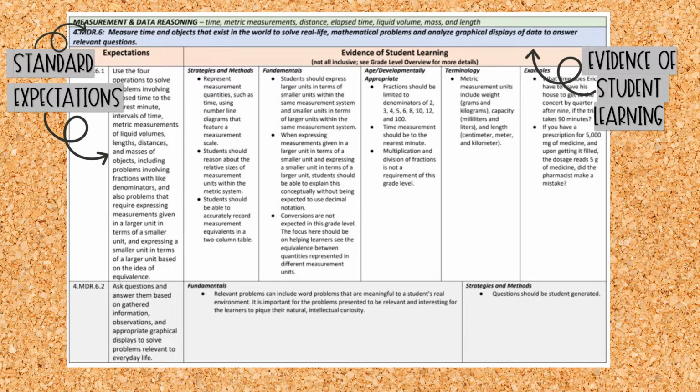You'll notice that for every standard we've reviewed or we've covered, the evidence of student learning doesn't look exactly the same. So for example, for this particular standard, expectation 1 gives strategies and methods, fundamentals, age and developmentally appropriate, terminology, and examples. Whereas expectation 2 only gives fundamentals and strategies and methods. But that goes into the type of standard it is. And as we continue to look deeper into this standard and we look deeper into these expectations, you'll see why they differ and why one includes so much more evidence of student learning versus the other.